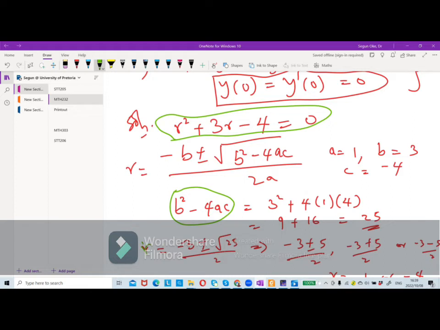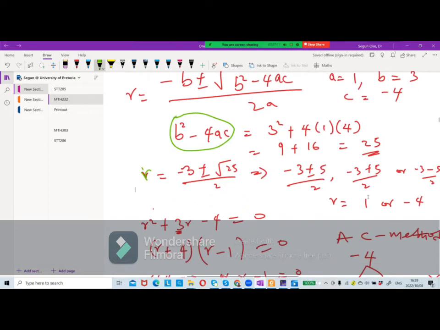So we have plus or minus. We have negative 3 plus or minus 5 over 2. By the time you open this, you have negative 3 plus 5 over 2 or negative 3 minus 5 over 2. So at the end of the day, you have this particular value, which is r equals 1 or r equals negative 4.